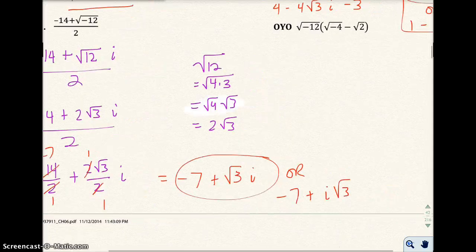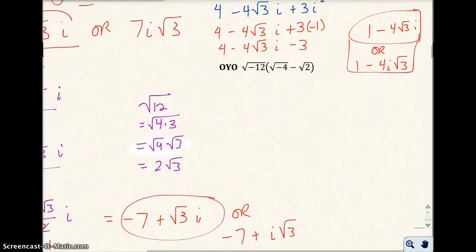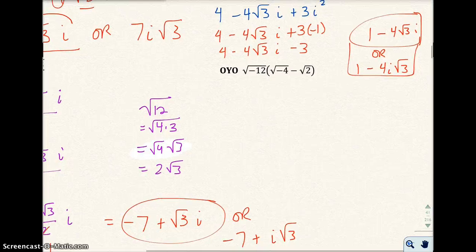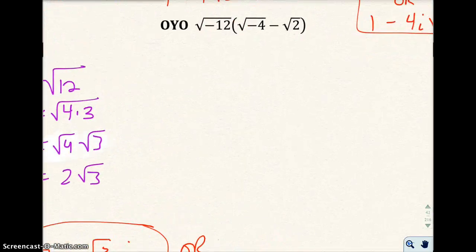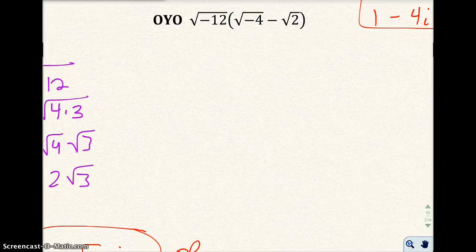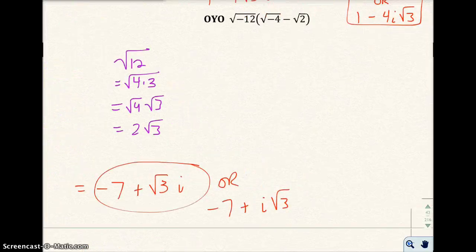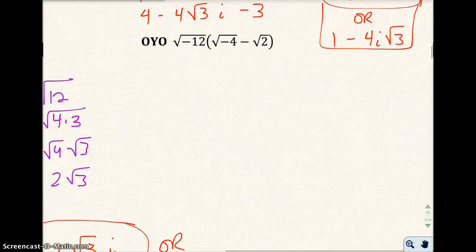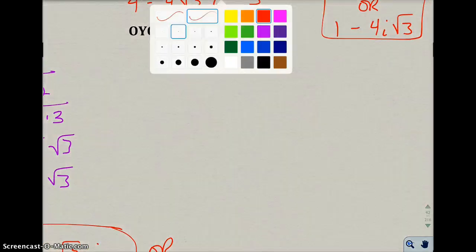Next one I want you to do on your own. This is a challenging one, so go ahead and try it. Pause the video, and when the video starts up again, I'm going to walk you through it in case you didn't get it. So this is the on your own problem, and I'm going to start this, and hopefully you try it on your own.